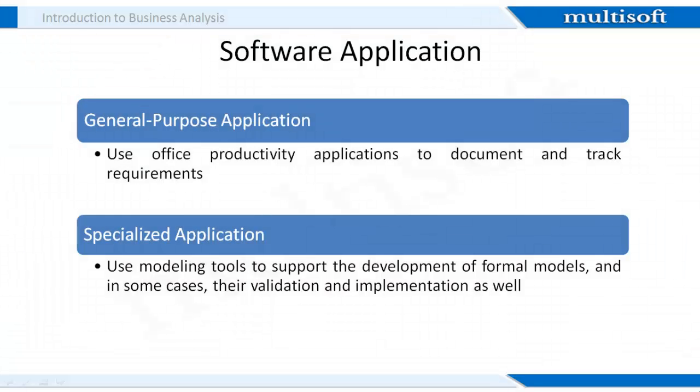The last competency is software application, which is of two types. General purpose application is the first one, which includes word processing, spreadsheets, and presentation software. That is, the primary ways in which the information is distributed in most organizations. The second type is specialized application, which involves the use of diagramming and modeling tools to support the rapid drawing and documentation of a model.